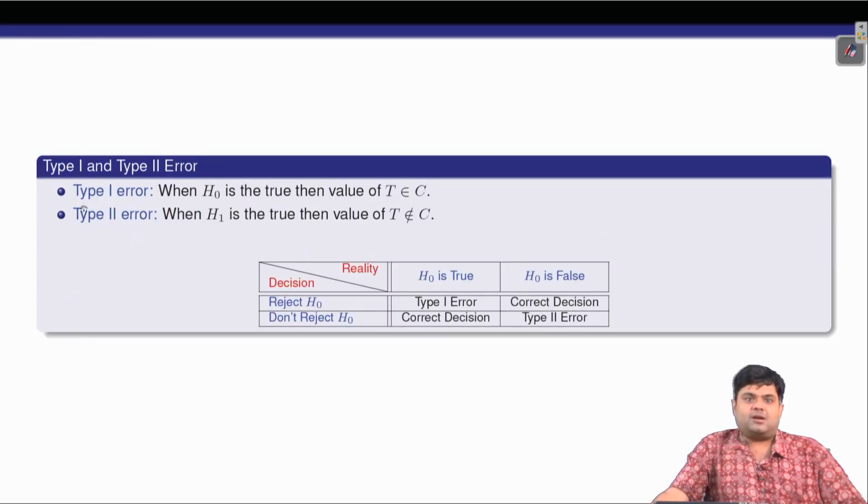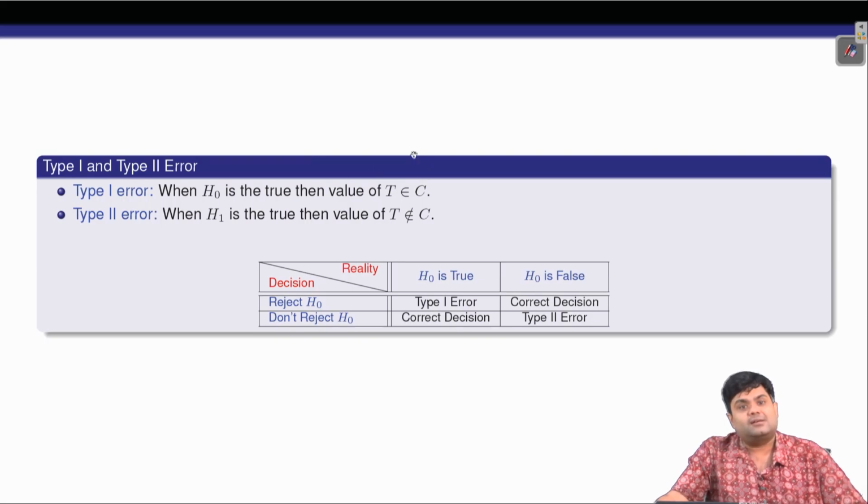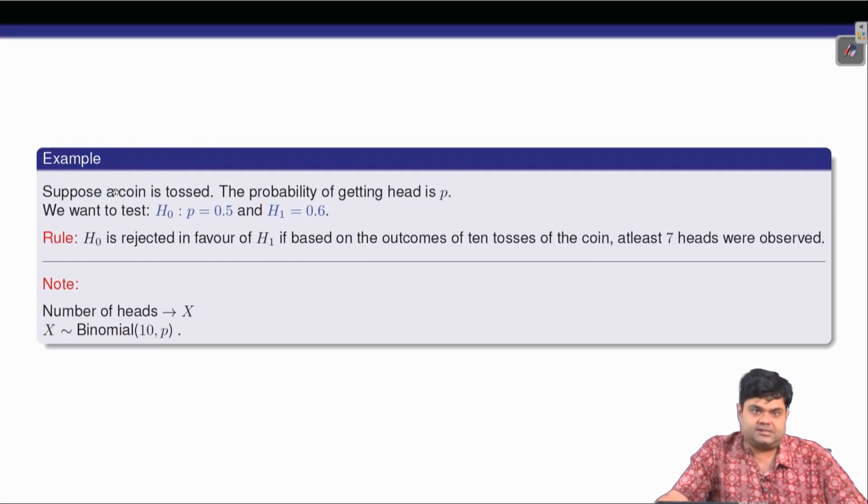So, type 1 error and type 2 error. Type 1 error is when H0 is true and you reject it, that is, you wrongly reject the null hypothesis. Type 2 error is when H1 is true and you do not reject the null. That is, when the null hypothesis is wrong, even then you accept it. As the null hypothesis is the status quo, type 1 error is more serious.